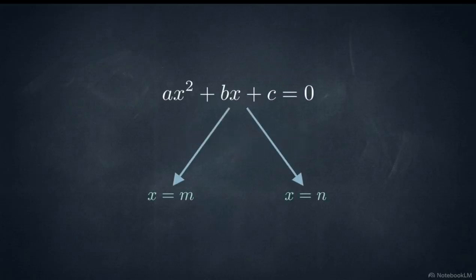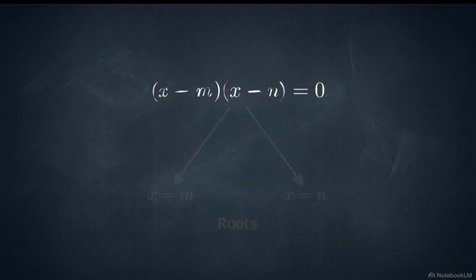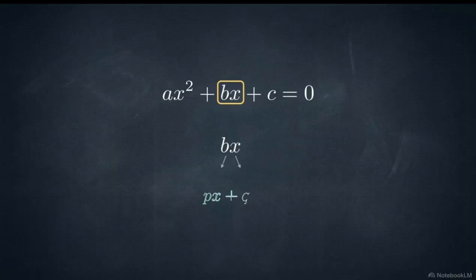To solve a quadratic equation, we have to find the specific values for x that satisfy the equation. We call these values roots. The process involves breaking a complex polynomial down into two simple linear brackets. Finding these brackets relies on a technique called splitting the middle term. Success depends on how we manipulate the three numerical coefficients, a, b, and c.